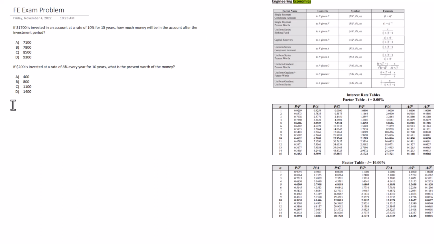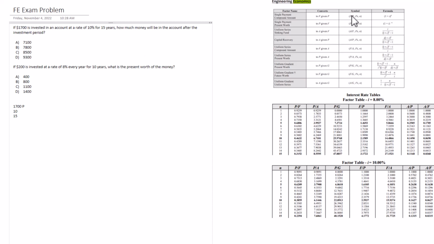Okay, so let's dive right in. Let's look at the first one here. So $1,700 is invested in an account. We get 10% is the interest rate, 15 years is the time period. How much money will be in the account after the investment period? So we have $1,700 right now, presently, right? And we want to find a future value. So if we go to our converts here, it says to find F given P. So it's going to be the first one.